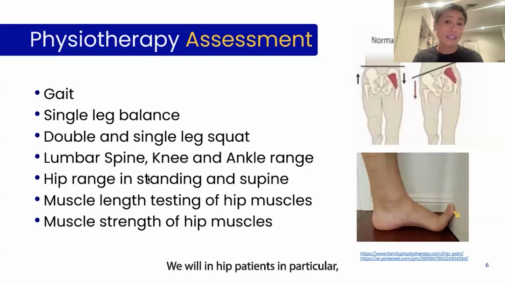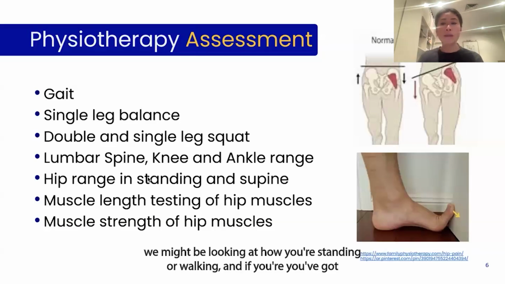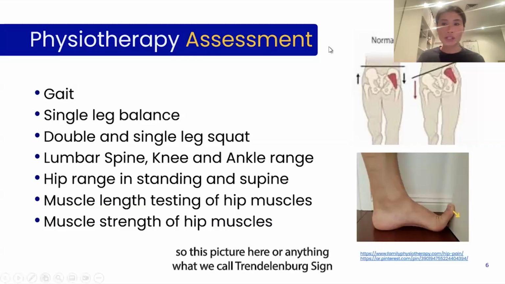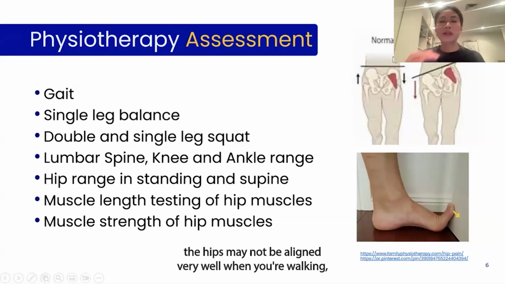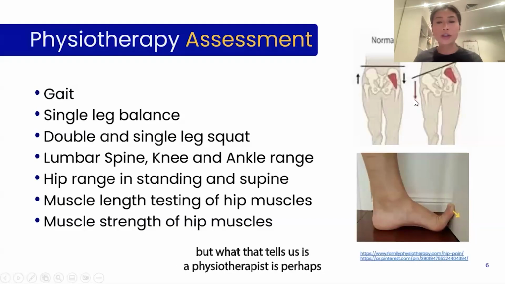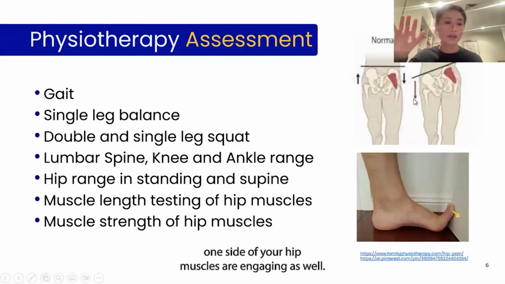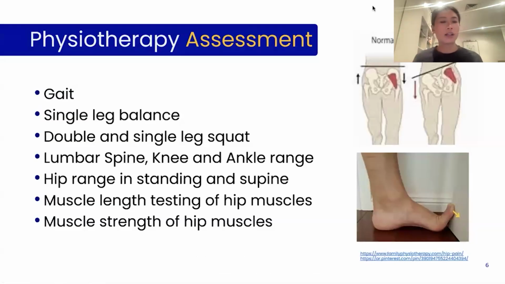In hip patients in particular, we might be looking at how you're standing or walking. And if you've got, so this picture here, what we call a Trendelenburg sign. So that's when the hips may not be aligned very well when you're walking, but what that tells us as a physiotherapist is perhaps one side of your hip muscles aren't engaging as well.